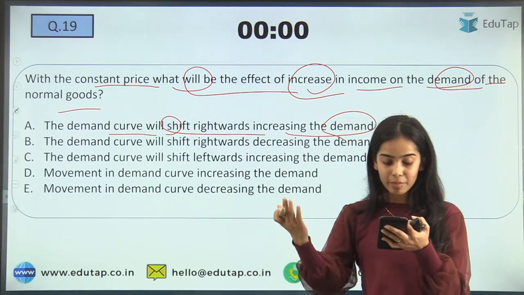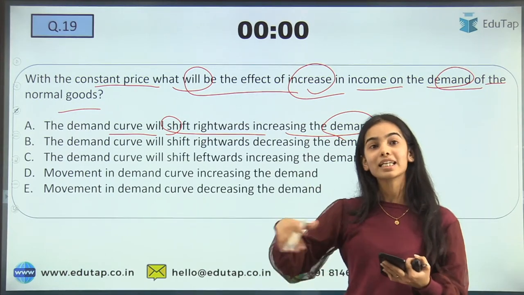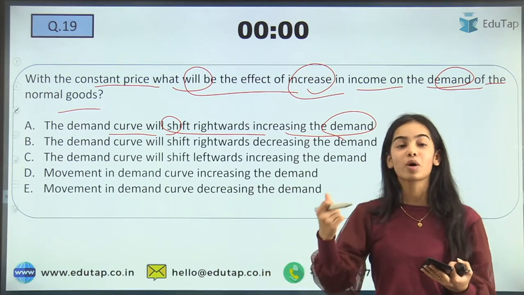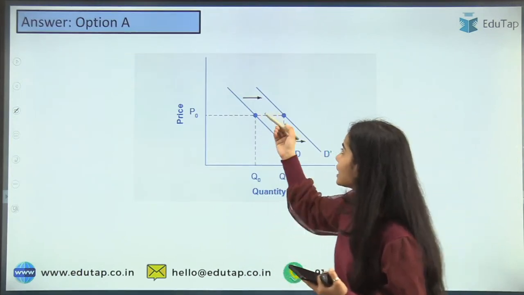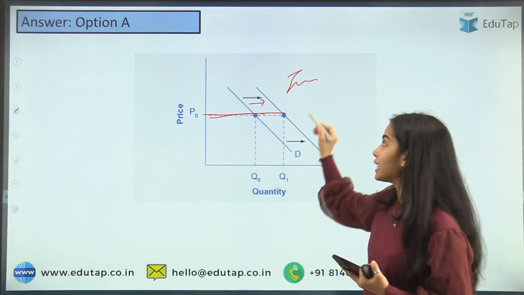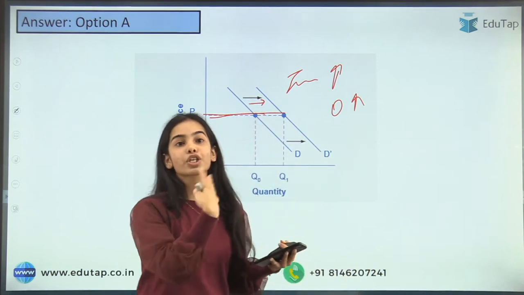And Nikhil, Balaji, Nidish, Sunil, Manan have given the right answer. But let me see how fast you can answer also, because there will be numericals in the paper and you will have to answer very fast. So give the answers very fast, okay? So when the income increases, at the constant price, the demand will increase. With the increase in income, the demand for the normal good will increase. So this shows you the shift.